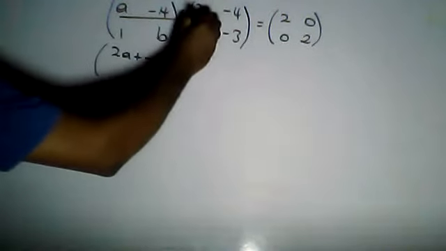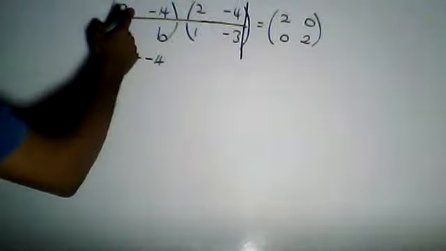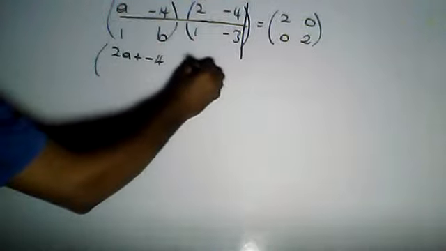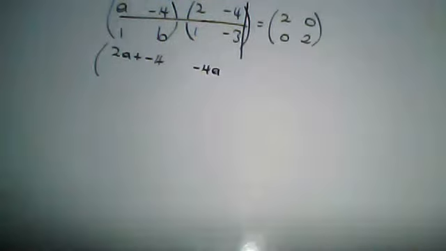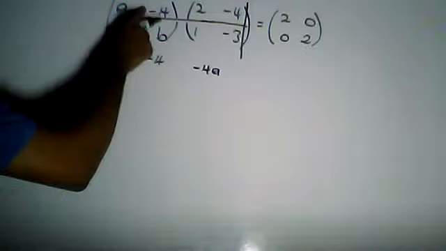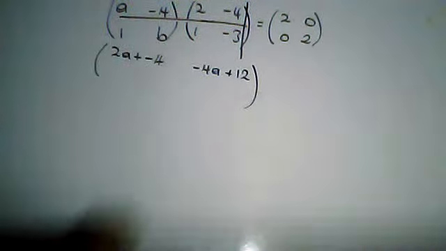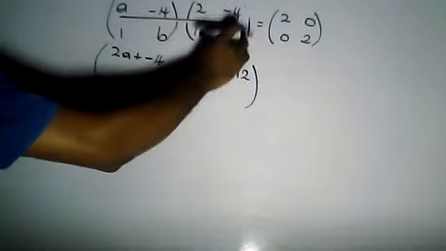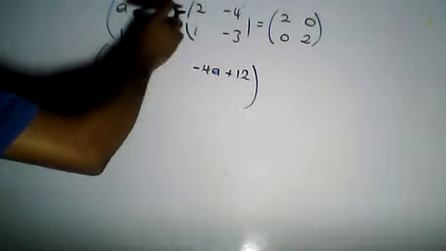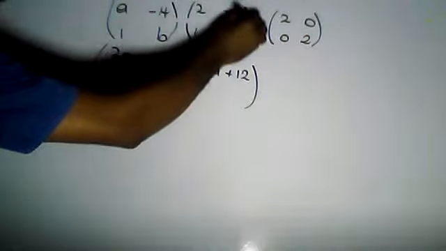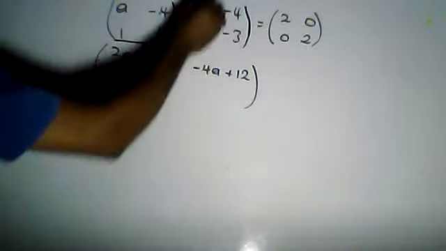Now first row, second column. A times minus 4 is minus 4A. Minus 4 times minus 3 is positive 12. So that was the first row and the 2 columns. Now we move on to the second row and the 2 columns.